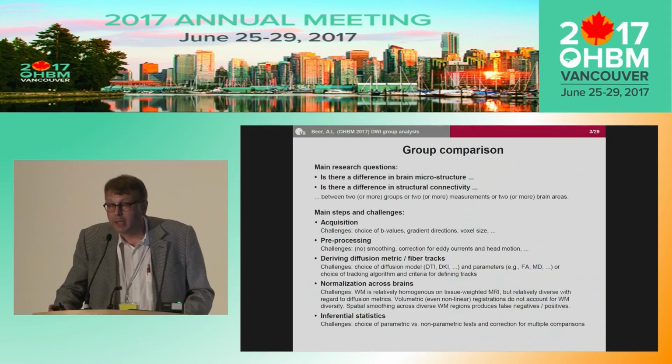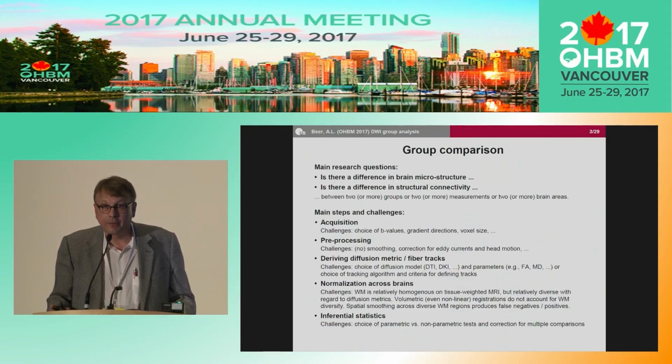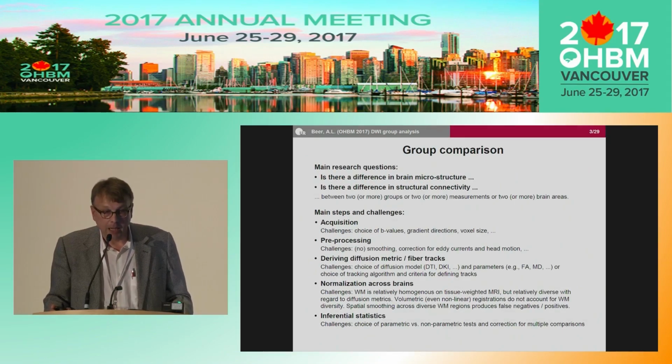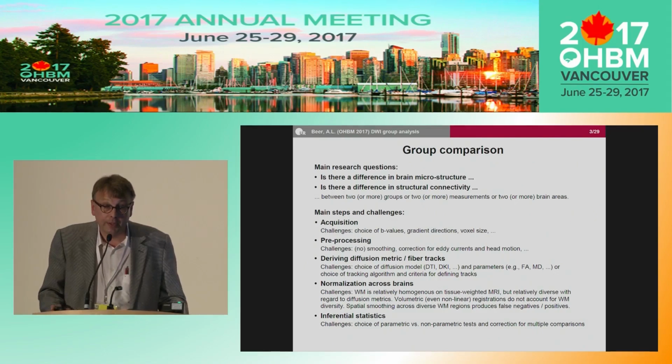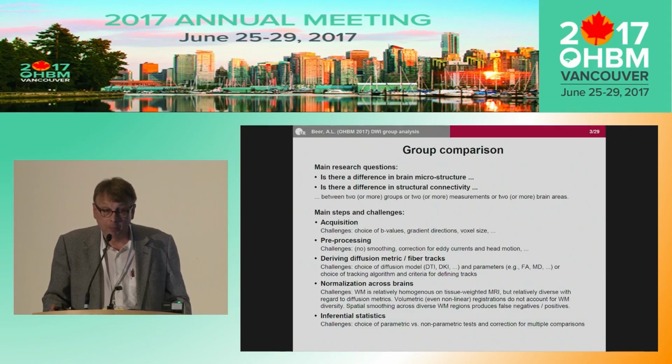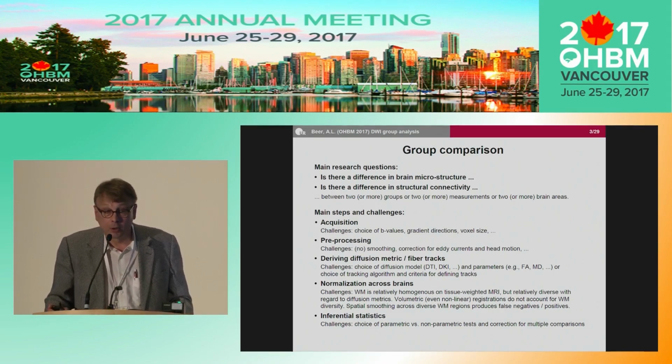But in a real study, you're usually faced with one of two research questions, and I broadly state that as: is there a difference in brain microstructure, or is there a difference in the structural connectivity between two or more groups, or between two or more measurements, or two or more brain areas? So those are the fundamental research questions that you're likely to address, unless you want to do a single case examination, which is very rare.